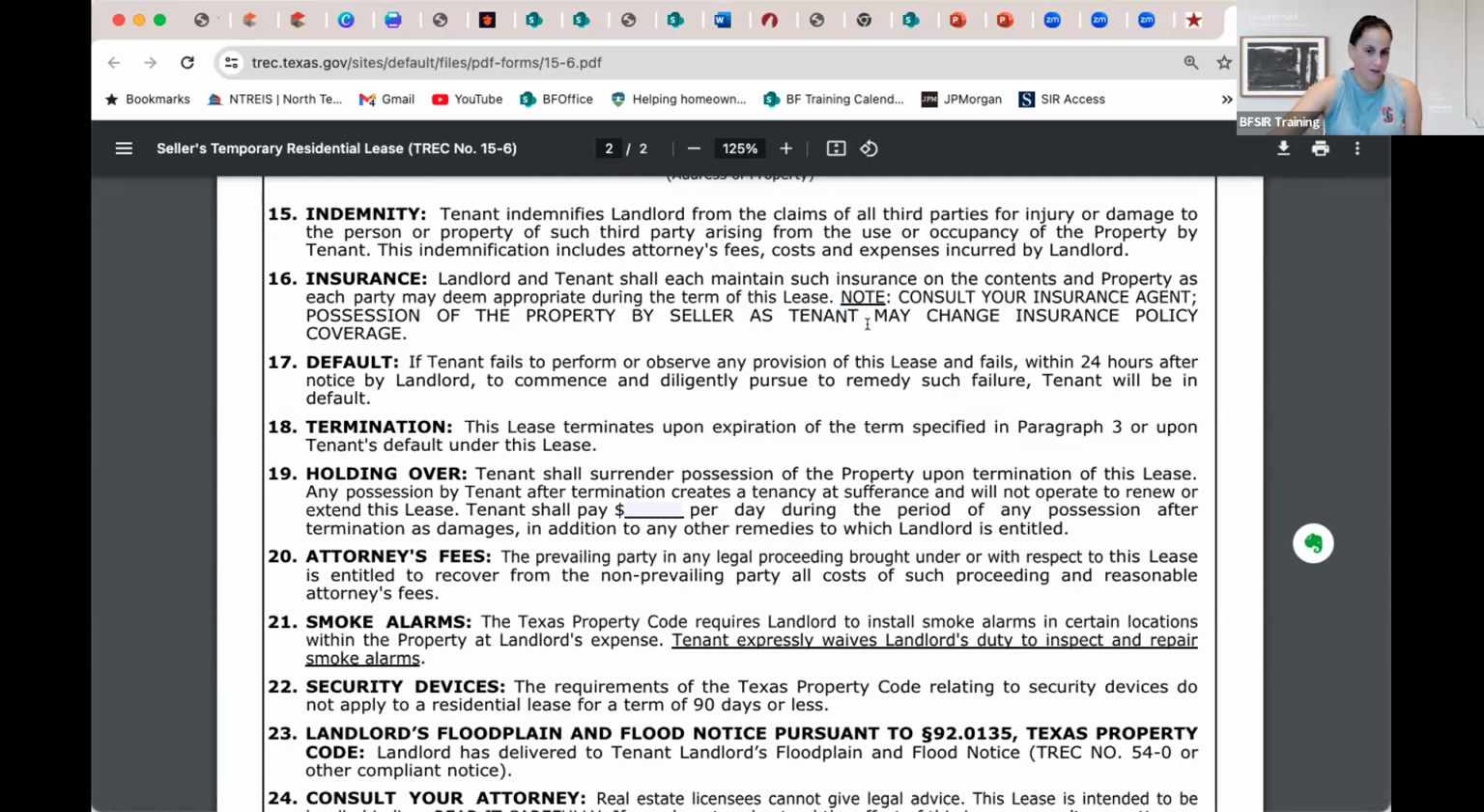At the end of the day, that should be our big takeaway: if you're going to do a lease back, both parties need to talk to their insurance person and say, we're doing a lease back, what do I need? Okay, that should be our advice.